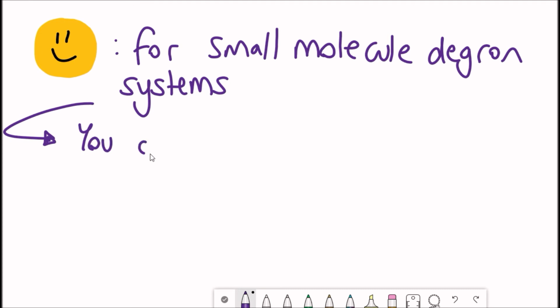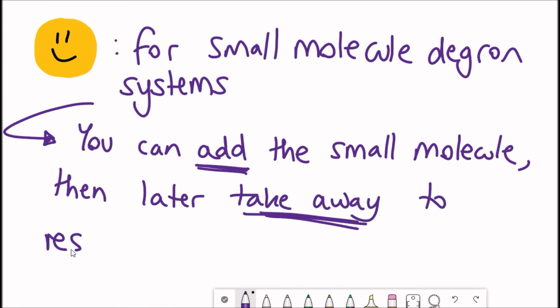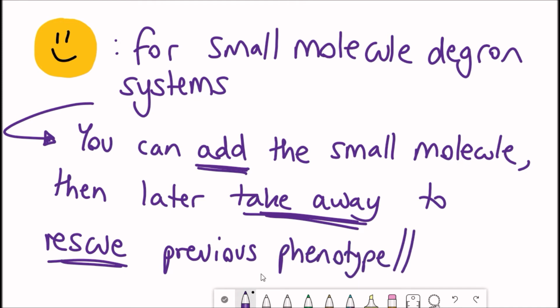But then at a later point, you could remove that Auxin and try to rescue the phenotype. So this reversibility of the system is kind of neat and enables you to, in the same cell, look at the phenotype before and then recovery of the phenotype on and off of the degradation, if that makes sense.